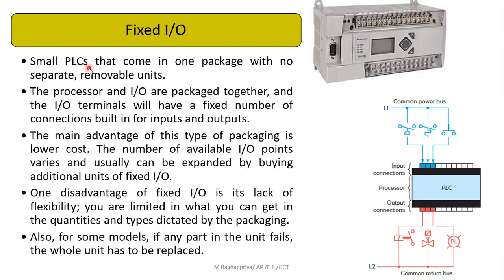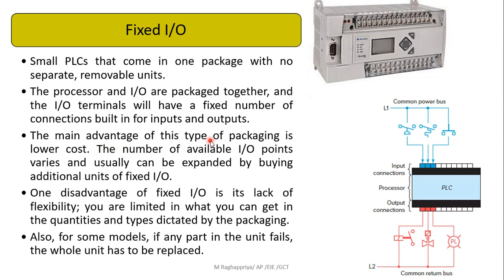So these are small PLCs that come in one package with no separate removable units. All the modules are fixed inside this. We cannot remove anything, we cannot change anything. This is a fixed type. The processor and the IO are packaged together, and the IO terminals have a fixed number of connections built in for inputs and outputs. The number of terminals available here is fixed by the manufacturer. If I want to have more, I cannot. So that is the disadvantage of this fixed type.